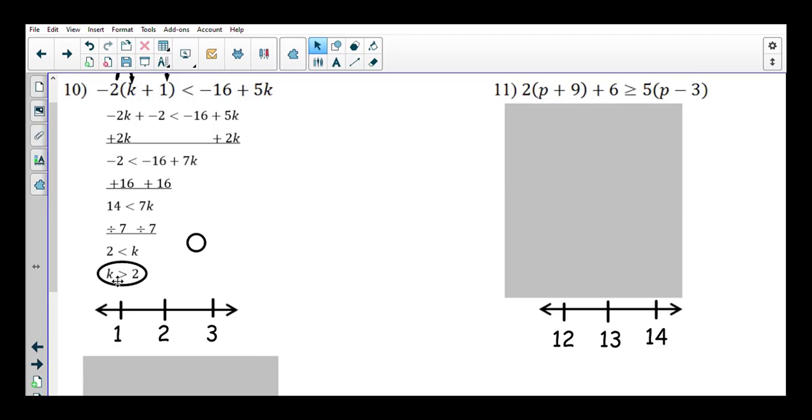All right, we did not flip the symbol around here. All we did was rewrite it with the variable on the left. I'm going to have an open circle at 2, and since k is greater than 2, I am going to shade to the right.